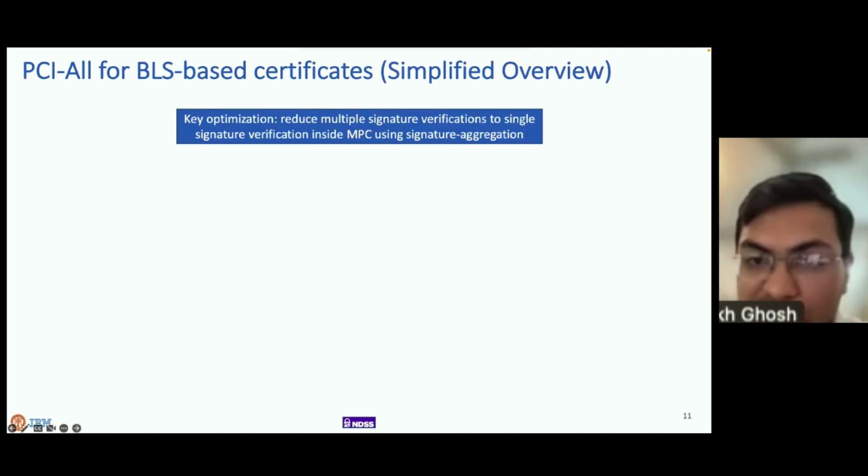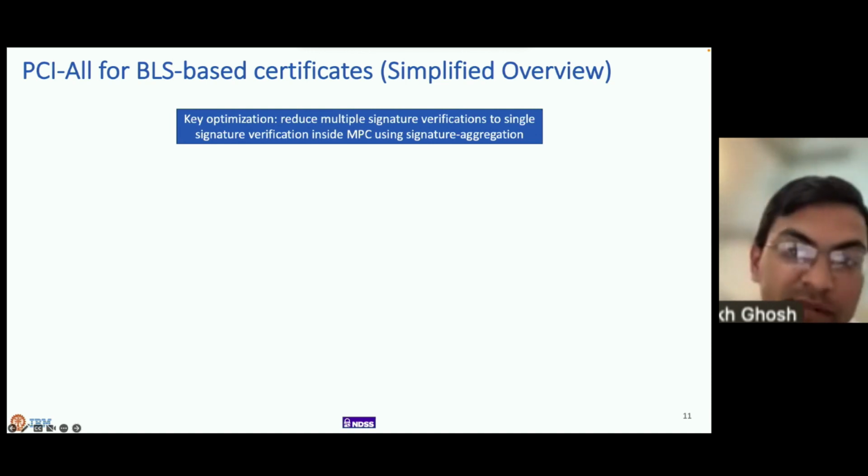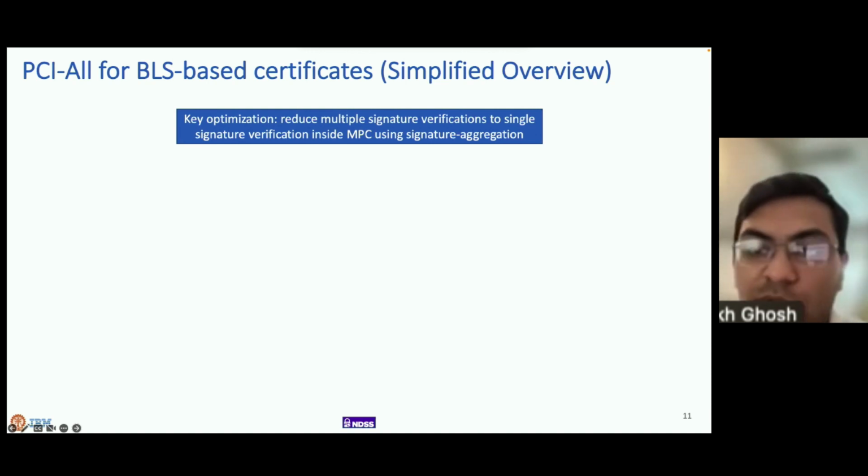So if we take a look at a simplified overview of PCI-All, we can observe that a key optimization here is validating aggregated signatures within the MPC framework. I will not be going through all the details. I am presenting a simplified overview here, and the detailed protocols are there in the paper.